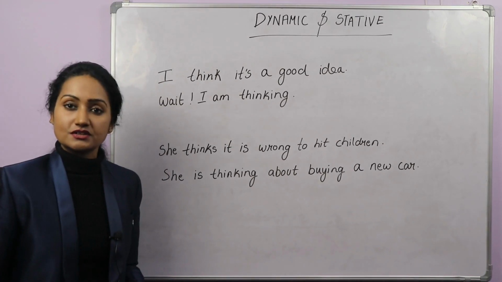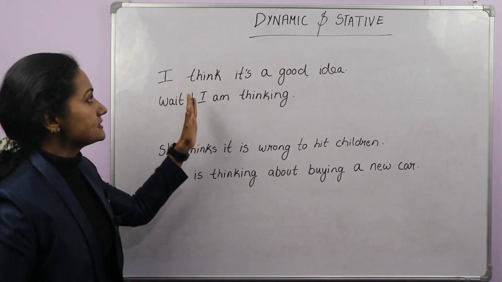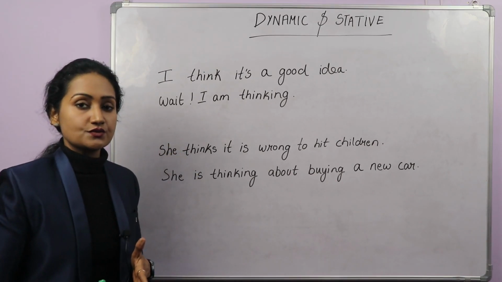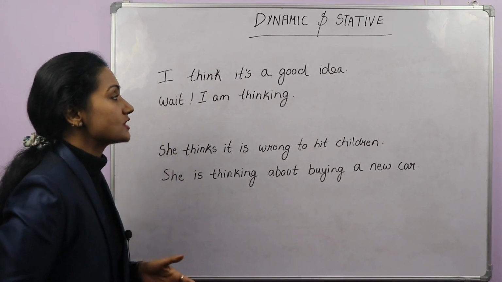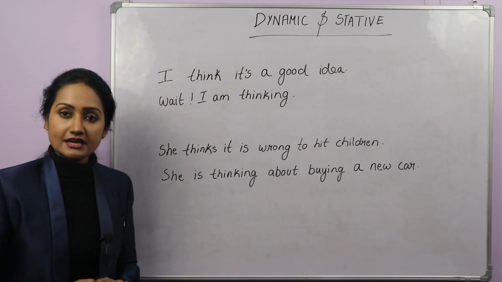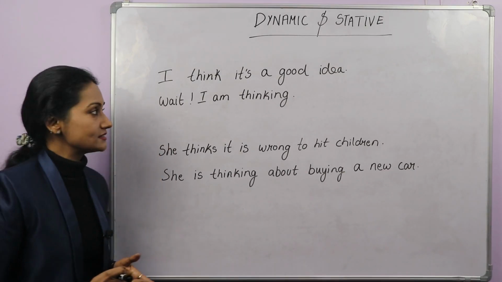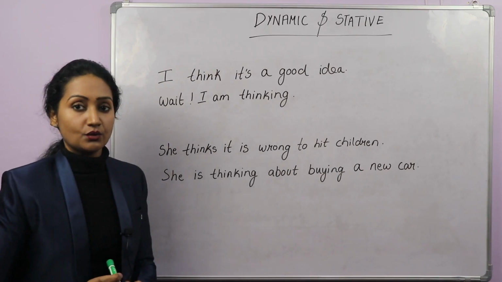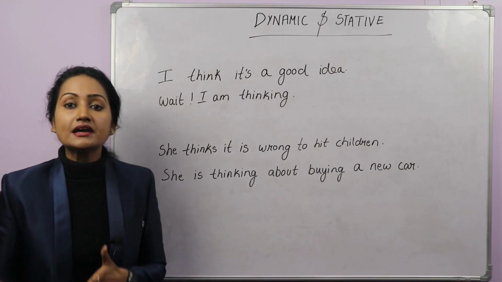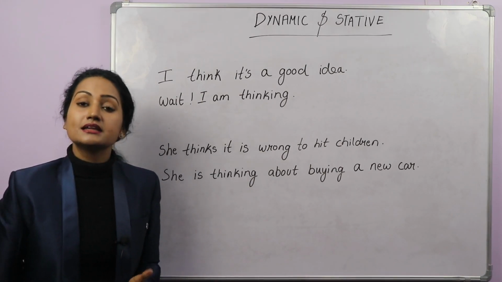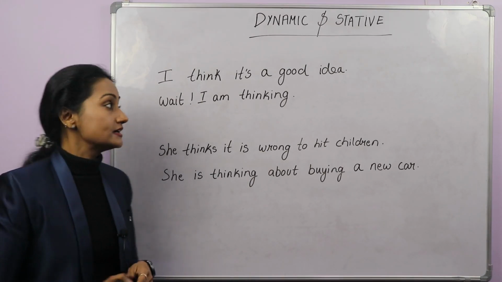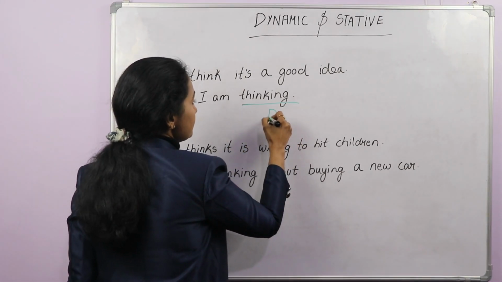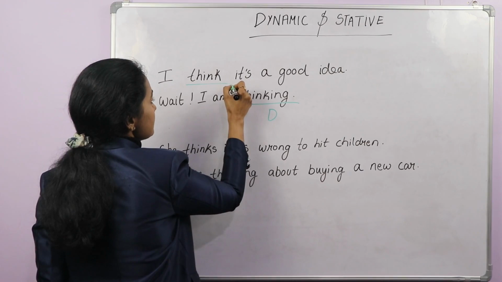It is not an action here. So that's why this is stative. If you try to make it in present continuous form, like I am thinking it's a good idea, then it doesn't make sense and that is an incorrect sentence. Look at the second one. Wait, I am thinking. Okay, so when I say I am thinking, that is an activity, that is an action. That's why here thinking is a dynamic verb and here think is a stative verb.